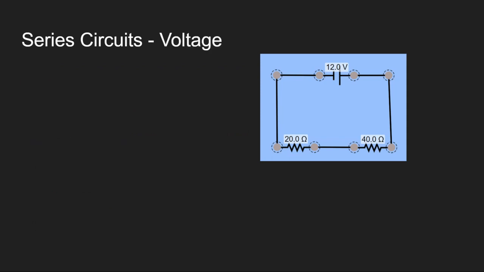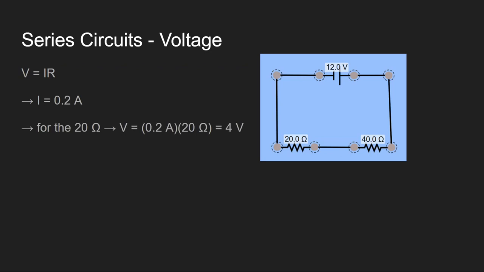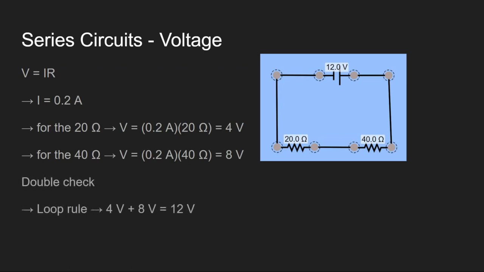Right. So I said the voltage of the 20 ohm and the 40 ohm resistor needs to add up to 12, and that it's going to be proportional. So how can I figure that out now with the information that I have? Well, I know the current. The current was 0.2 amps. And so if I look at the 20 ohm resistor, I can take 0.2 amps times 20 ohms, and that tells me it's 4 volts. If I do the exact same thing for the 40 ohm resistor, I get 8 volts. And look at that. 4 volts plus 8 volts equals 12 volts, which is what I said I needed.